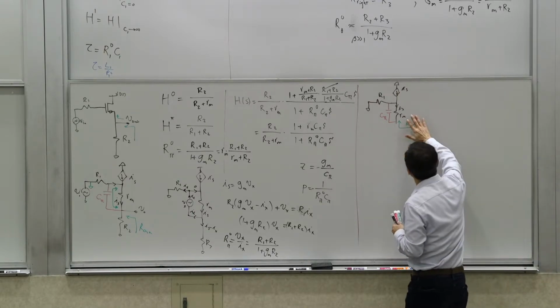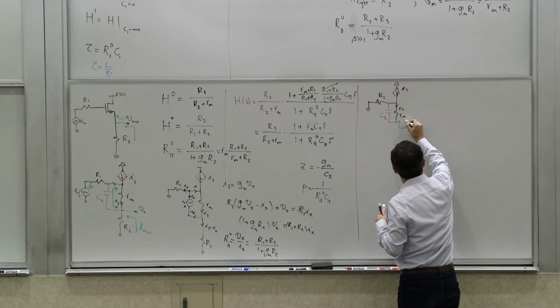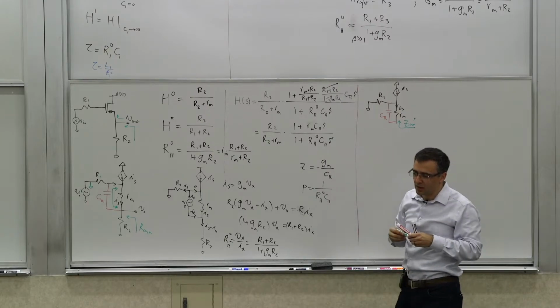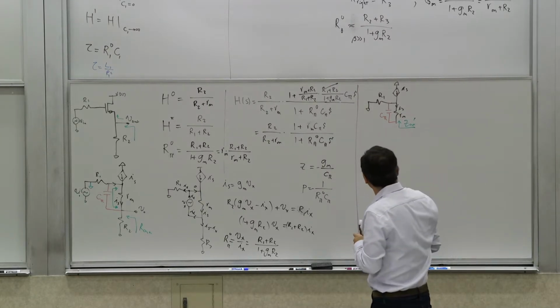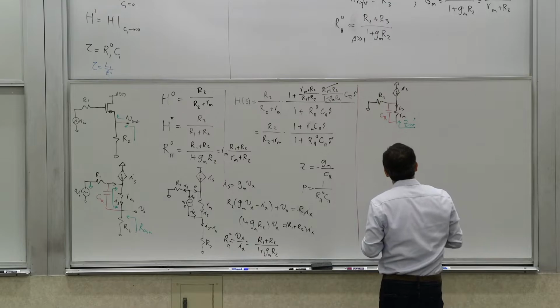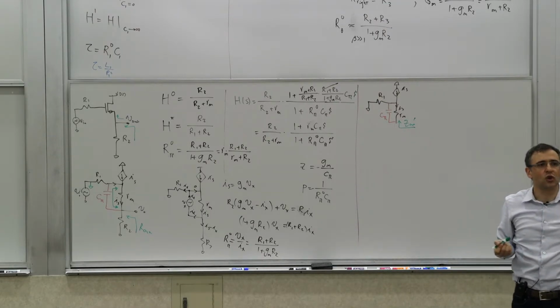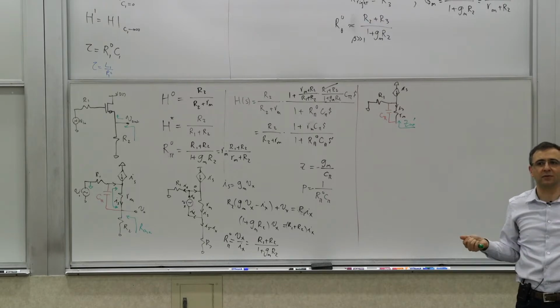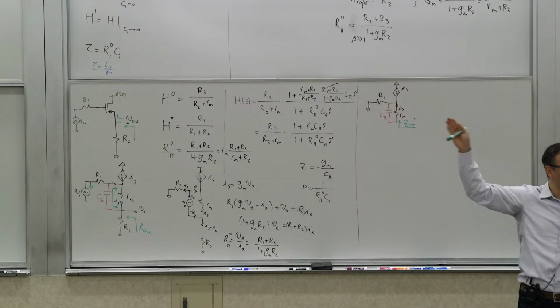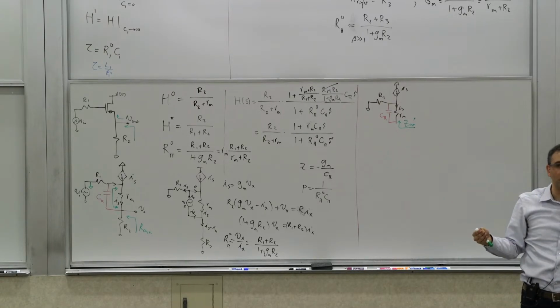Again, or in general, let's say Z out. So this is what we are calculating, Z out prime. So what is Z out prime? Well, how do we calculate it? It's the same deal. You're trying to calculate a transfer function. This time the transfer function is the ratio of the voltage of this port to the current of this port.